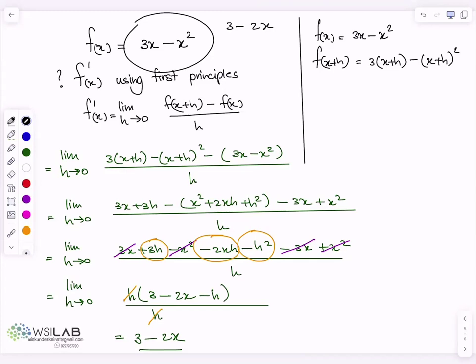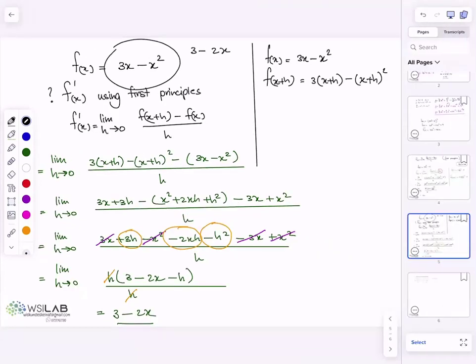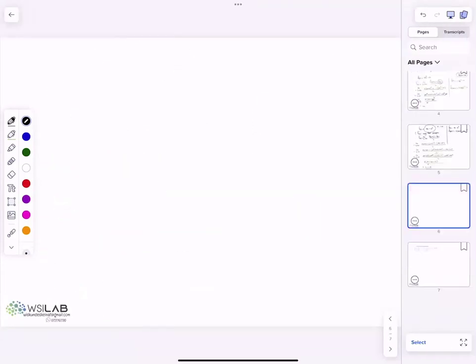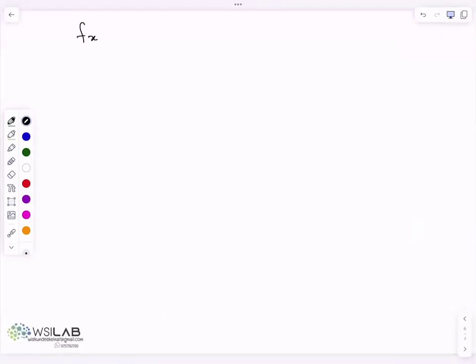Okay, you're on your own with the next one. I'm not going to make it as difficult. The function f of x equals x squared plus, no, yeah, plus 5. What is the derivative by using first principles? On your own.